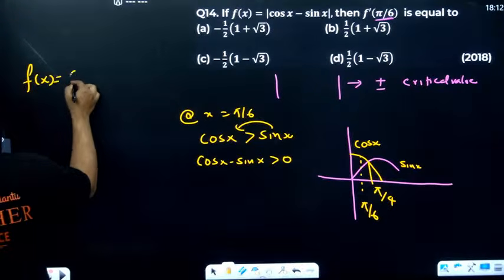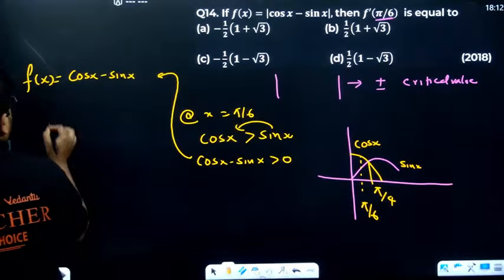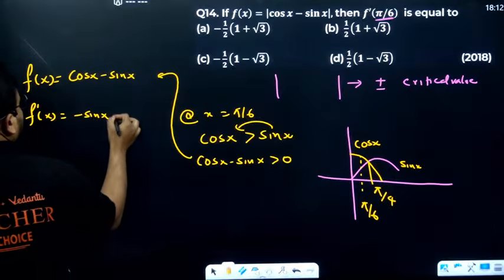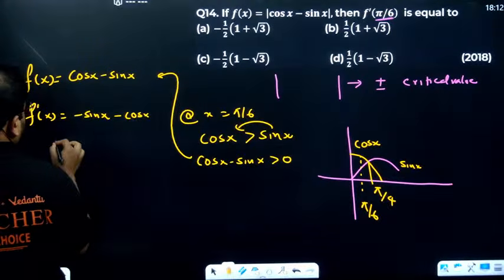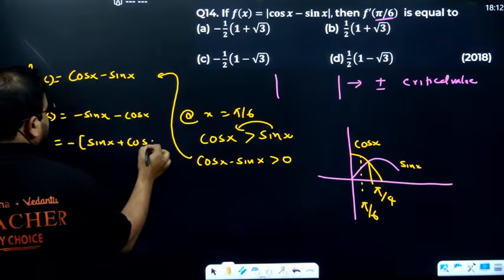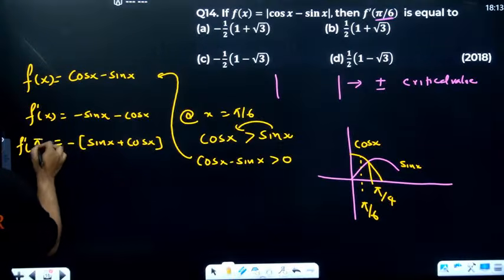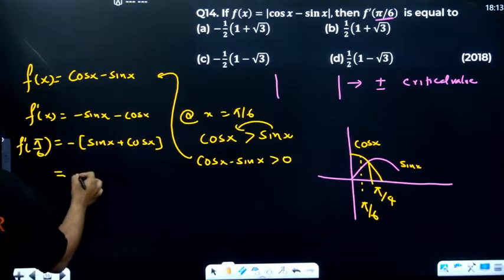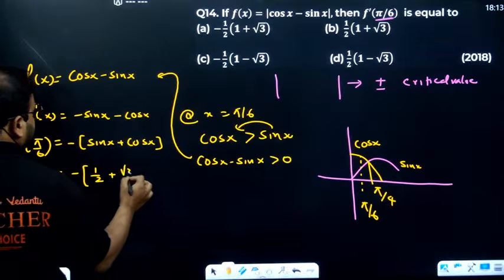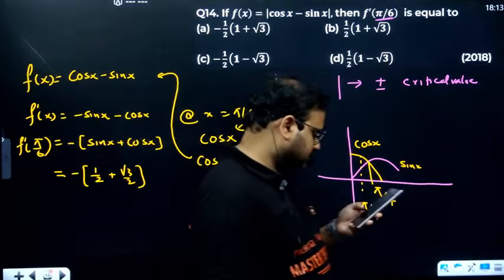f(x) now becomes cos x minus sin x because of this. Differentiate it. We'll have cos as minus sin x and sin as cos x. Take minus sin common, you have sin x plus cos x. You want to find the derivative value at pi by 6. Substitute that, you're going to have minus, sin 30 is 1 by 2, cos 30 is root 3 by 2. Which option is this?